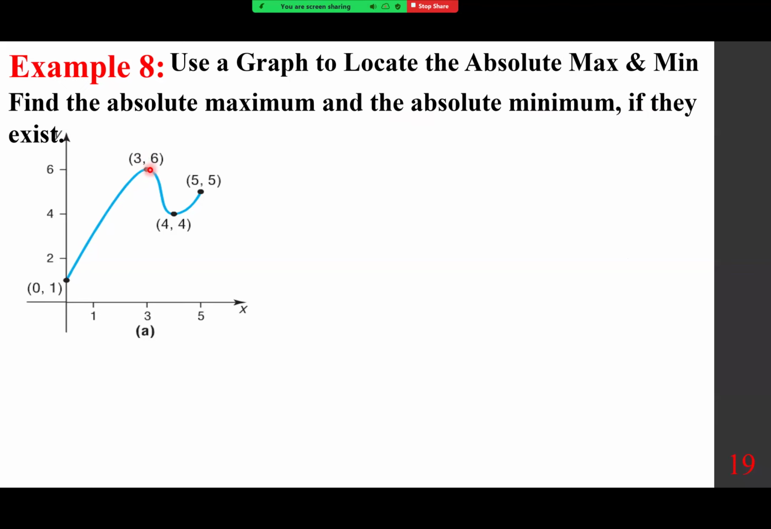This is a local max as well as absolute max because there's no other point having a larger y coordinate. So absolute max equals the y coordinate, which is 6 at the pair 3 comma 6. Now, this is a local min. Why is it local? Because there are points having a smaller y coordinate. This one is not local. This is an absolute minimum or nothing. In this case, it's an absolute minimum equals 1 at 0, 1.